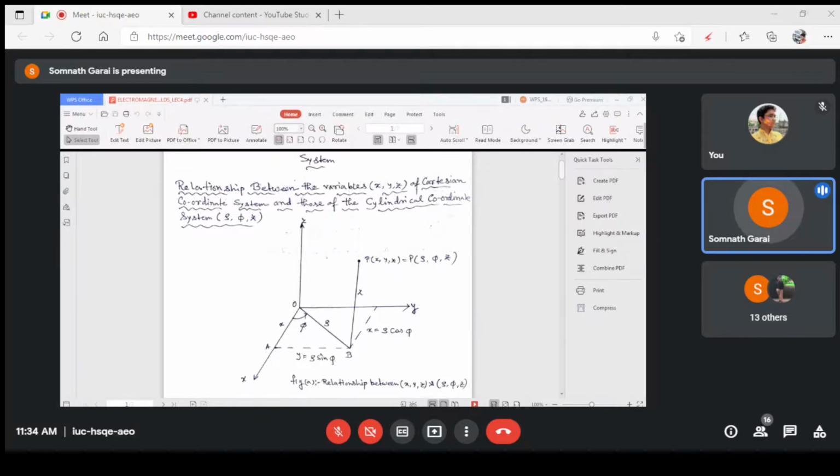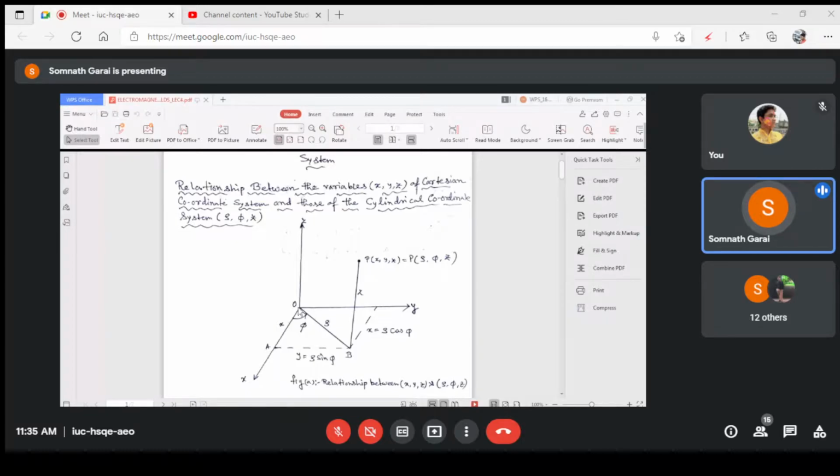Now if you compare these two coordinate systems, the third coordinate of the Cartesian and cylindrical coordinate systems is the same. The third coordinate in both is z, and it defines the height. But there is a relationship of x and y with respect to phi and rho. We determine this relationship from this geometrical figure.